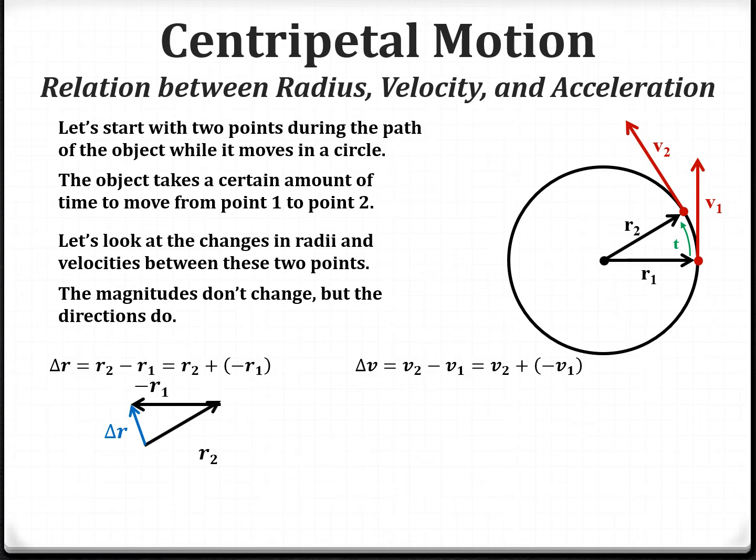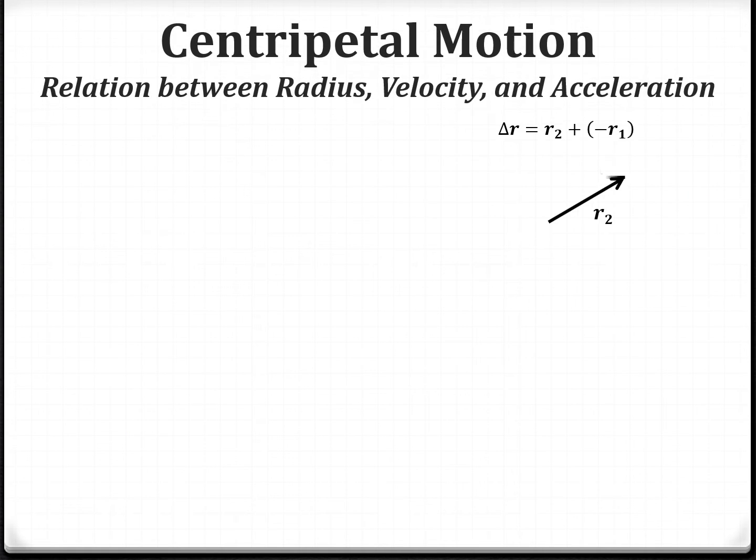Now for the velocity we're going to do the same thing. We're going to take velocity 2 minus velocity 1. So we take velocity 2 and then we take velocity 1 and we flip it and then add it to velocity 2 and then make another triangle out of that. Now I want to look at these two triangles and see the relationship between the two.